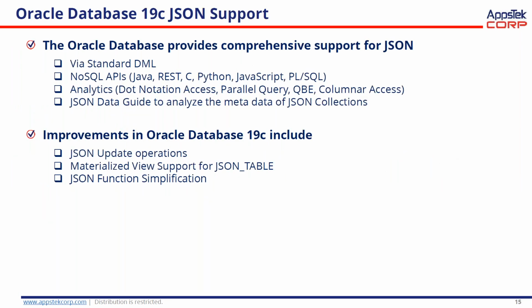Oracle Database 19c is strengthening JSON support. JSON support started from the 12.2 database. In 18c they came up with a little enhancement, but in 19c it has a lot of JSON support. It can be run with standard DML like insert into and update, and you don't have to write any new DML statement to update it. Many APIs are supported, like Java, REST, C, Python, JavaScript, and everything is supported.